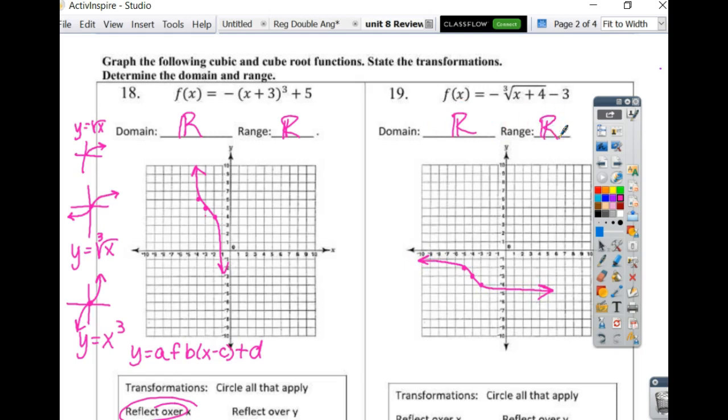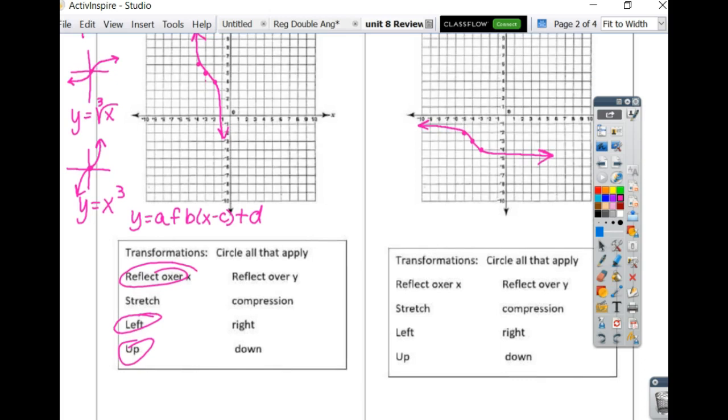Okay, see if yours matches. Once you get your point, it's reflected, so I went up and back one and down and over one. They should all look about the same. So what transformations? Did I reflect over x or y? X. Did I stretch or compress? No. Did I move left or right? Up or down?